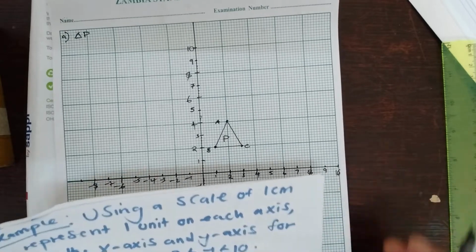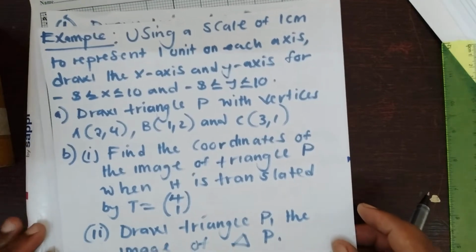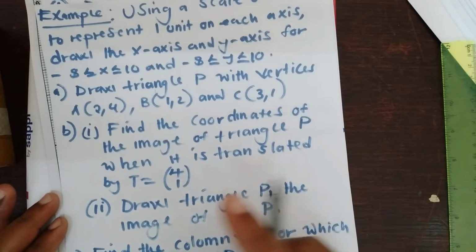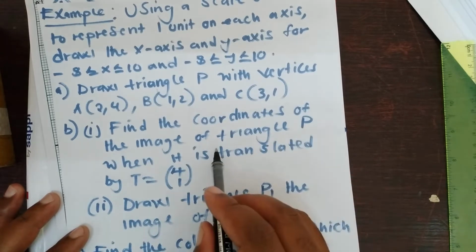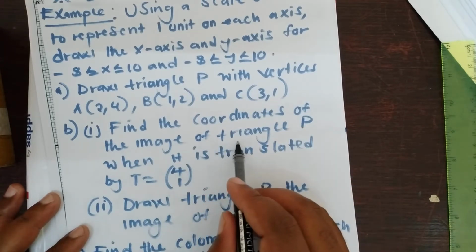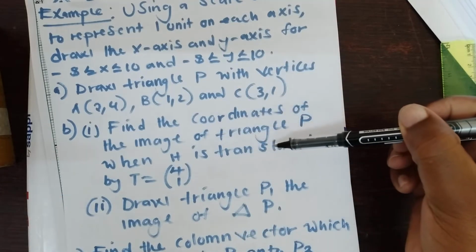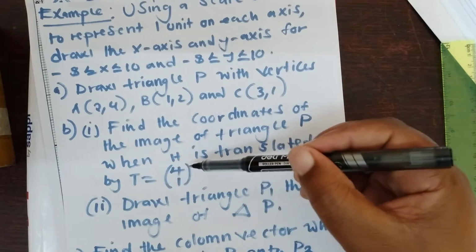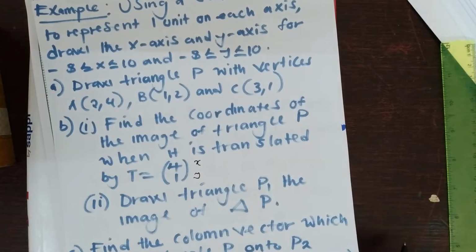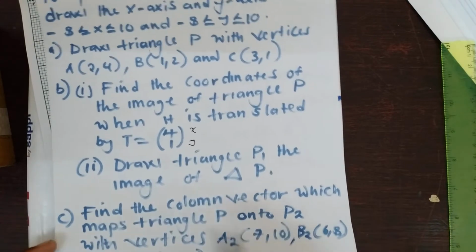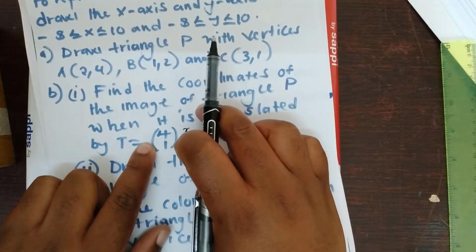Okay, then we go to the second question, B1. Find the coordinates of the image of triangle P when it is translated by translation vector T, which is (4, 1). Take note, this is X and this is Y. Alright? So if we were to find the coordinates of the image, alright?